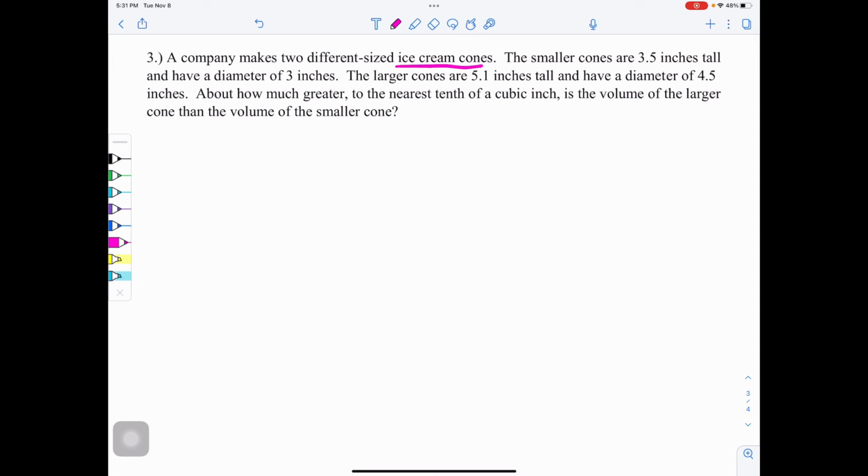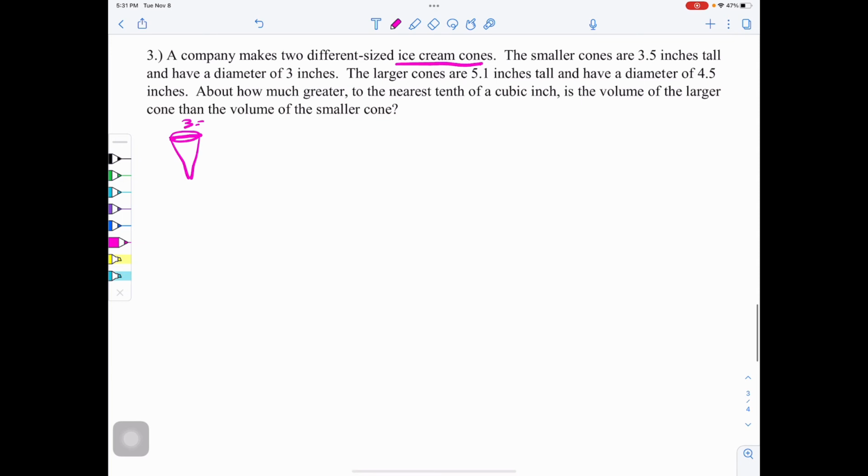So I'm going to draw a couple diagrams to help us out here. We have a smaller one. So I'm thinking ice cream cone kind of looks like this. The diameter is 3. So this is diameter. That's important. The height is 3.5. Then we have the larger cone. So just draw it slightly larger to keep that in mind. The diameter here was given as 4.5 inches. And the height for this one was given as 5.1 inches.